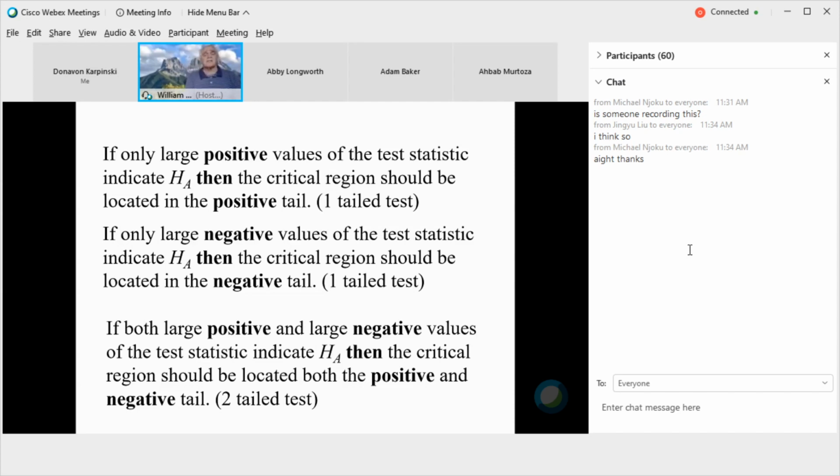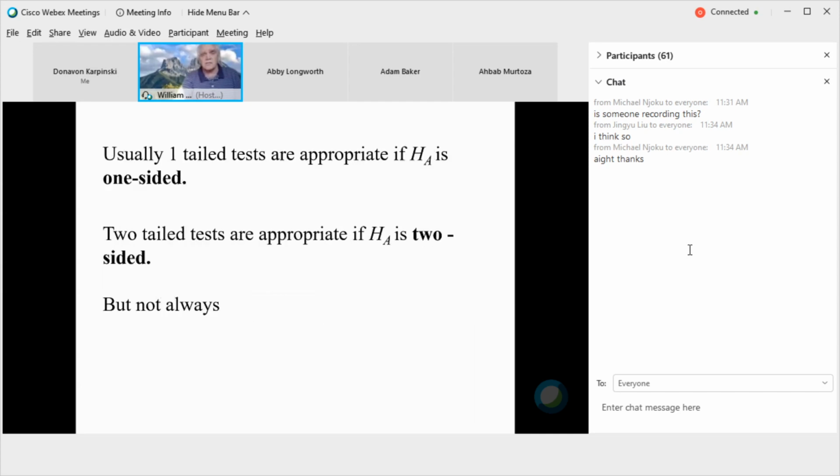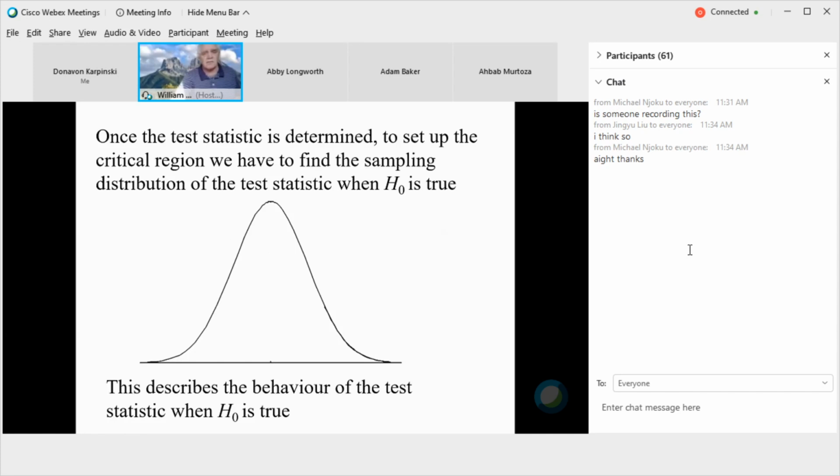If both large positive and large negative values of the test statistic indicate HA, then the critical region should be half in the positive tail, half in the negative tail. It'd be a two-tailed test. So usually one-tailed tests are appropriate if HA is one-sided. Two-tailed tests are appropriate if it's two-sided. Not always though. It depends on the test statistic and which values of the test statistic indicate HA.